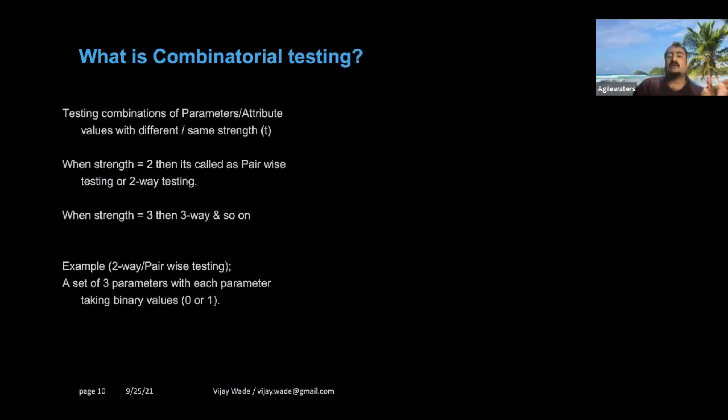Now I would call something strength, this T factor. So what is strength? Strength is the number of parameters you are taking together or testing together in one test case. So if I say strength or T, it is the number of parameters, the combination, not the permutation. If you're saying A and B, then strength is 2 parameters together. If I say A, B, and C we are testing together, then strength is 3, that is, the T value is 3. So that's 3-way testing, as you can also call it.